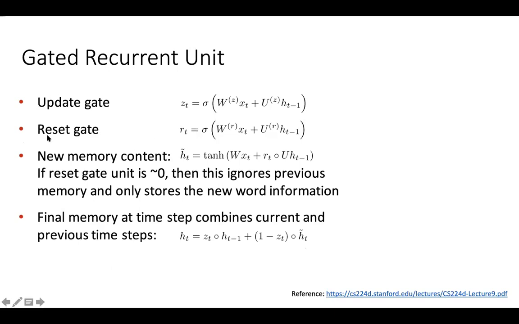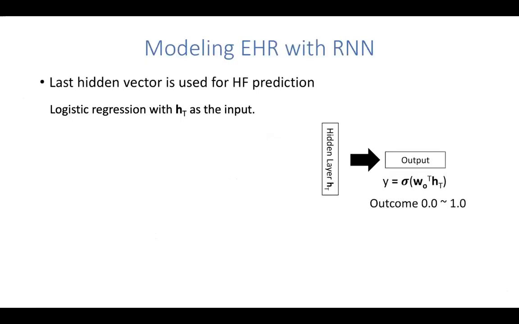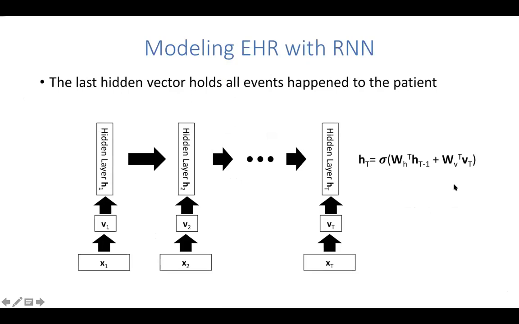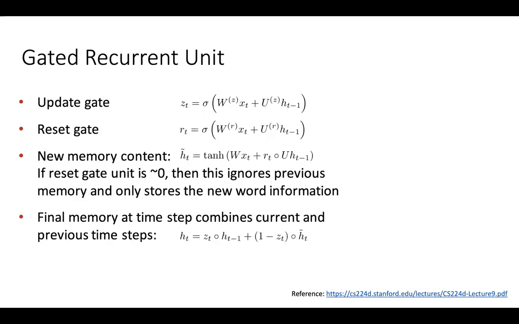There's something called the update gate and there's something called the reset gate. So two gates. These are the gates that control whether to propagate the information to the future time steps or whether to forget the information. It is called a gate because it lets the information pass through to the future time step or not. You can see that the update gate and the reset gate are calculated in the exact same manner as this one. So you can think of gates as intermediate hidden layers used for controlling the flow of information.